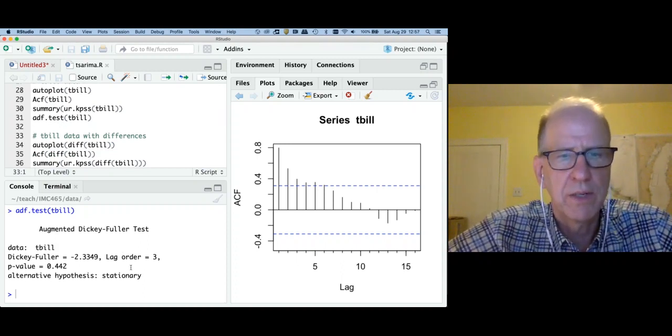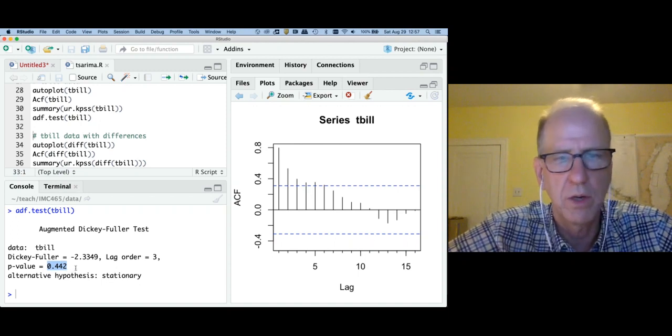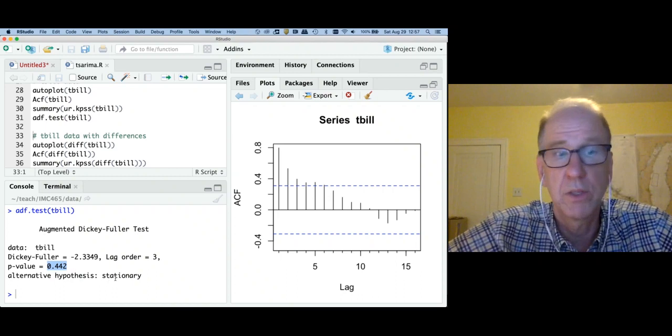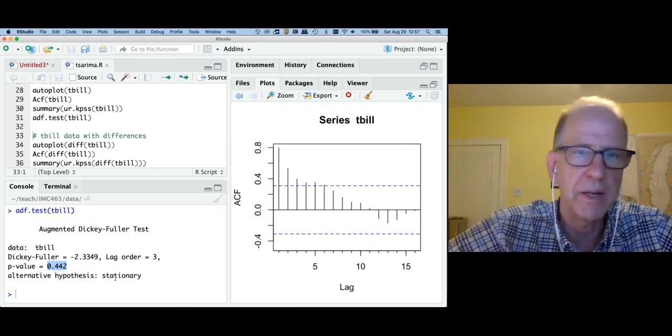Likewise, with the Dickey-Fuller test, we're nowhere near rejecting the null hypothesis. So we cannot say this is stationary using the ADF test.